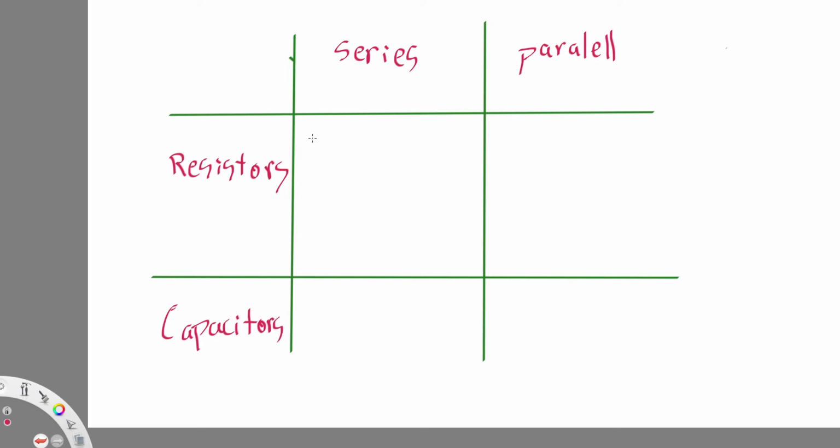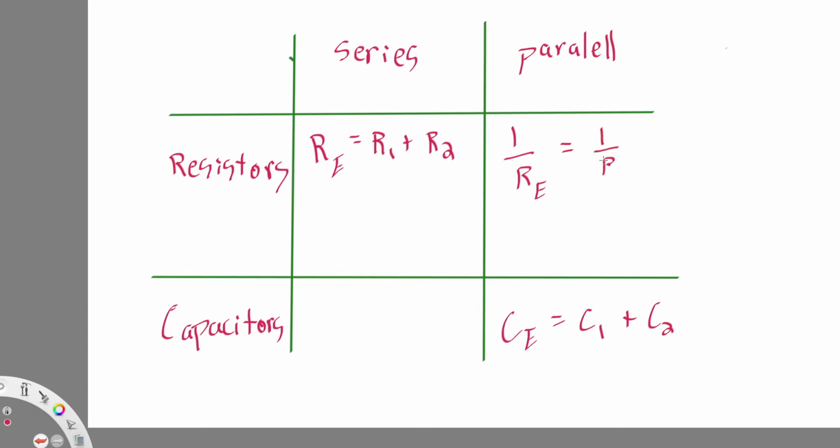In series, the equivalent resistance of two resistors is just the sum of those resistances. And in parallel, the equivalent capacitance is just the sum of those capacitances. Whereas for parallel resistors, you get the reciprocal if you add the reciprocals. And you get something very similar for capacitors in series.